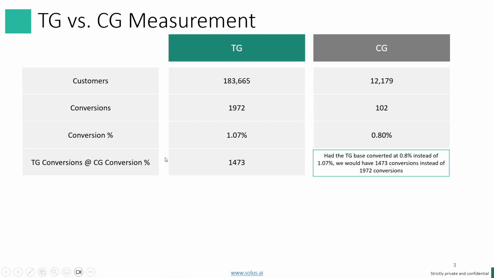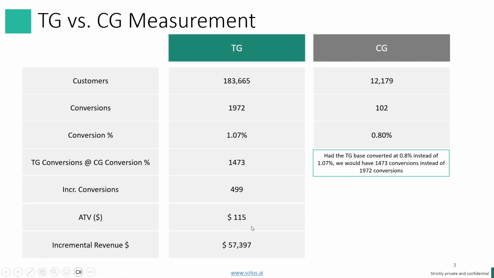The way you measure incrementality is you say, had this target base of customers behaved like the CG at 0.8%, we would have got 1,400 conversions as against the 1,900 that we ended up getting. So you do have extra conversions. This is the crux of it. Had the TG base behaved like the CG base, we would have gotten so many conversions, but we ended up getting these many, which means the difference between the two is incremental conversions. Once you've arrived at incremental conversions, you can apply the average bill value and you end up with incremental revenue.